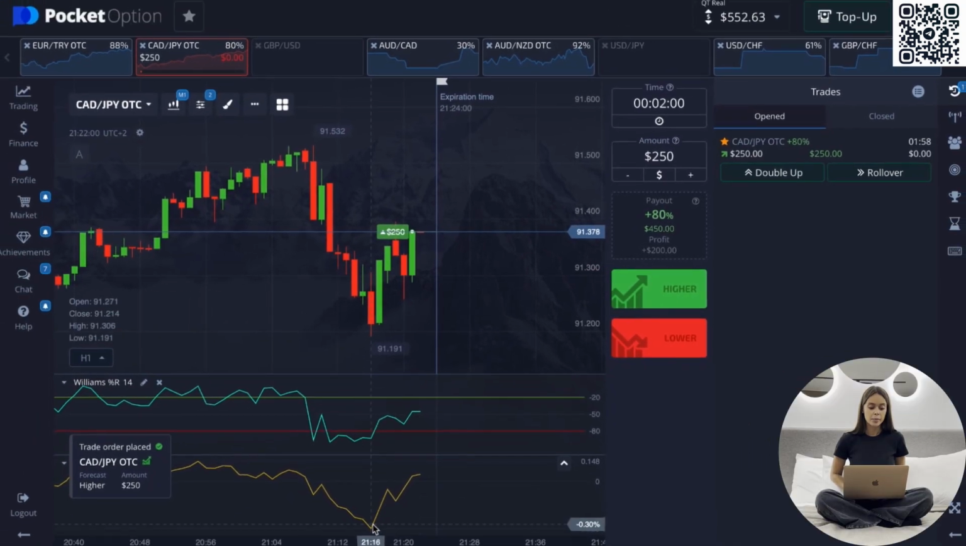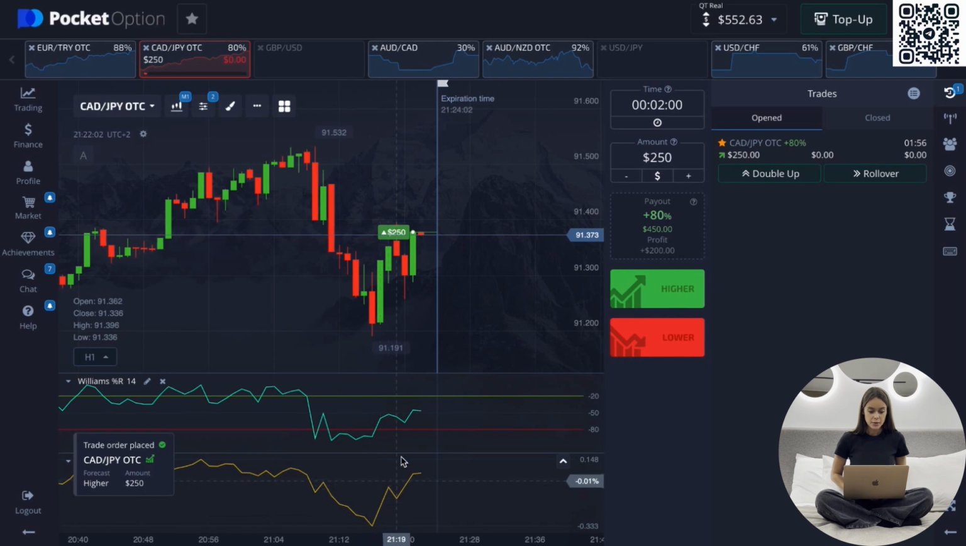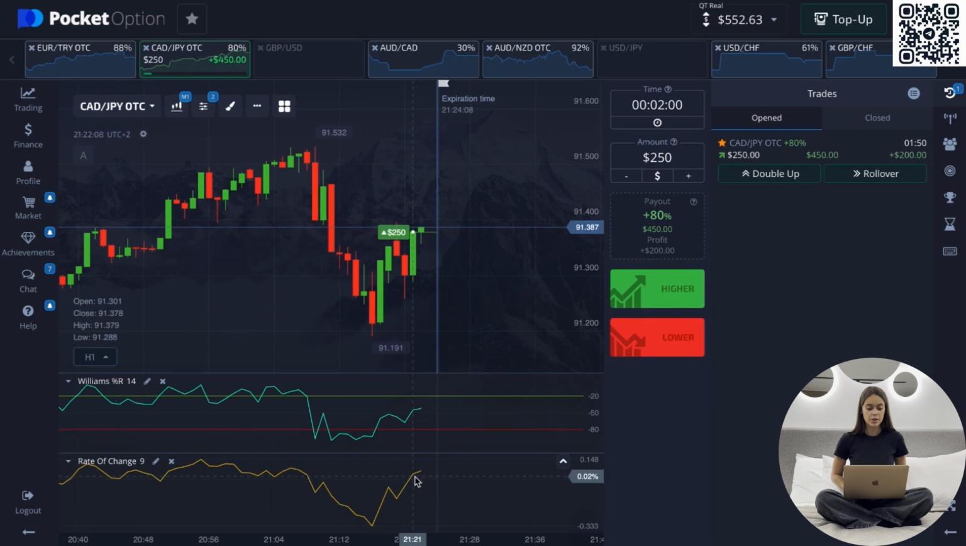So in this example, we also see an excellent opportunity to open a position for an increase after the rate of change indicator has crossed the zero line from the bottom up. Now we are waiting for the end of this transaction.